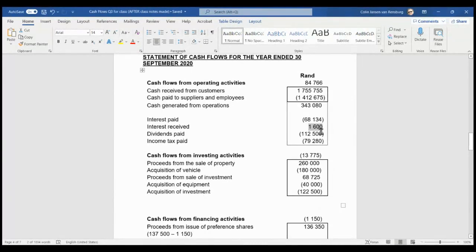Right, ladies and gentlemen. Then some accountants would do their dividends received next. So we can just go through the process.